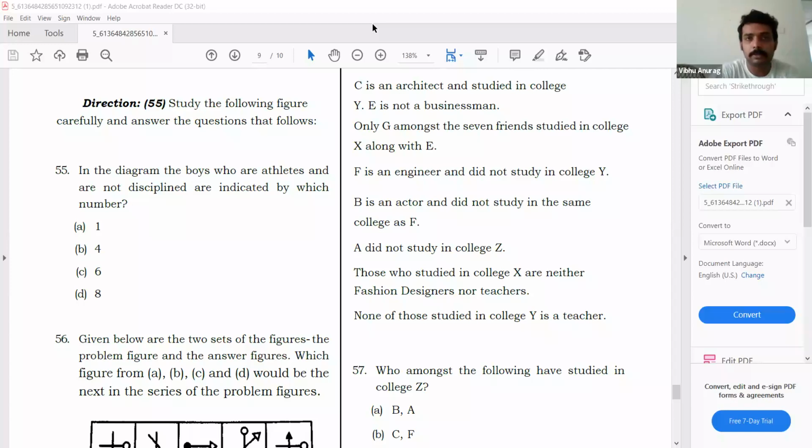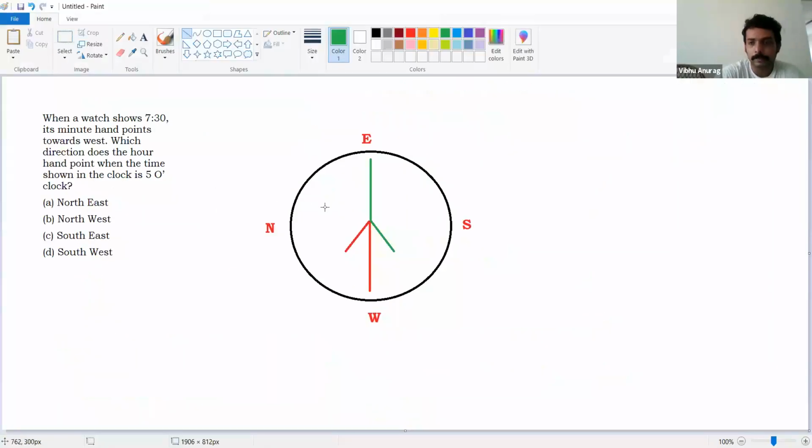59th, yes, of course. See this diagram? At 7:30, the minute hand points towards west. So mark your compass directions. And then 5 o'clock will be this. I've drawn it in green. This is the hour hand. In which direction is it pointing? It's pointing in southwest direction, between south and west. So that's 59. Got it?